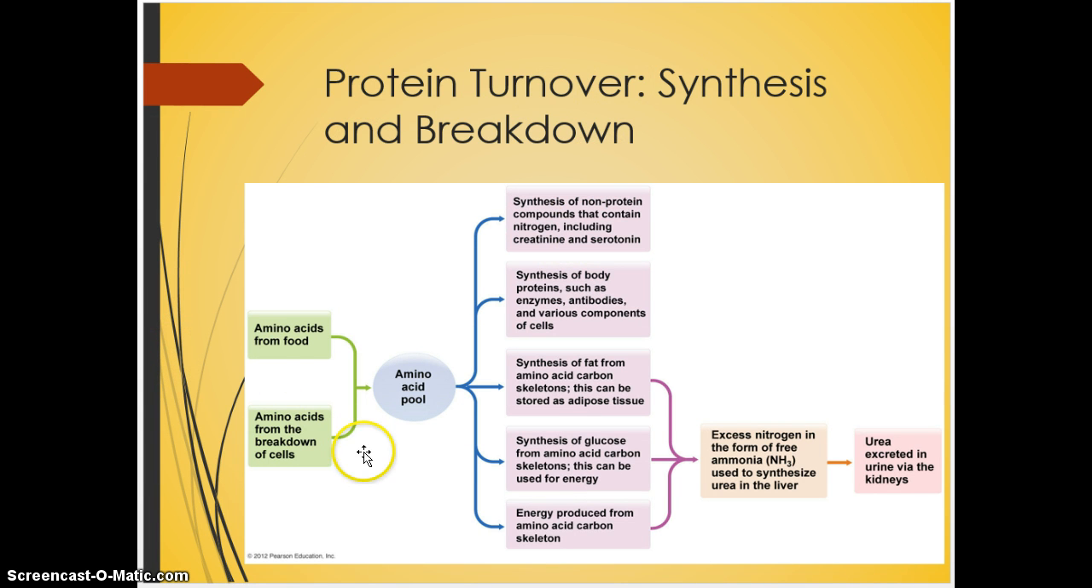So where do we get amino acids? In our bodies, we have an amino acid pool, and that comes from two sources. One is the foods we eat, and the other is the breakdown of the cells, so that those amino acids are recycled back into the amino acid pool.